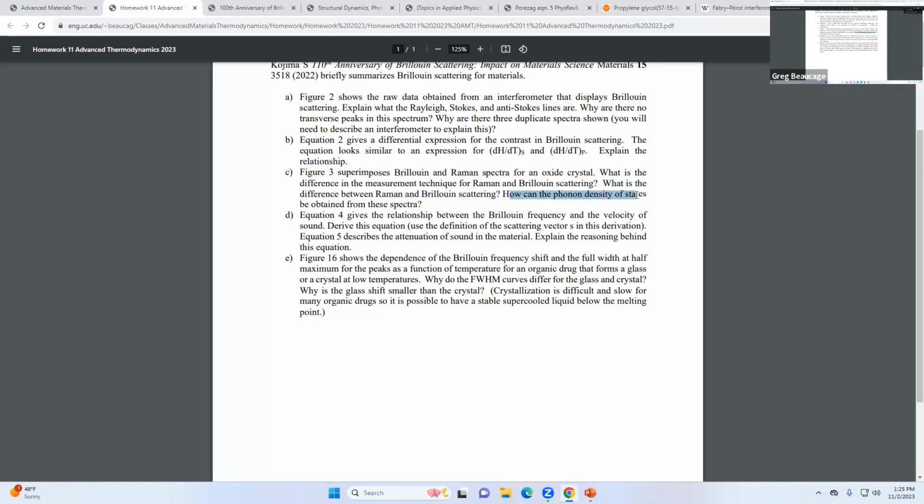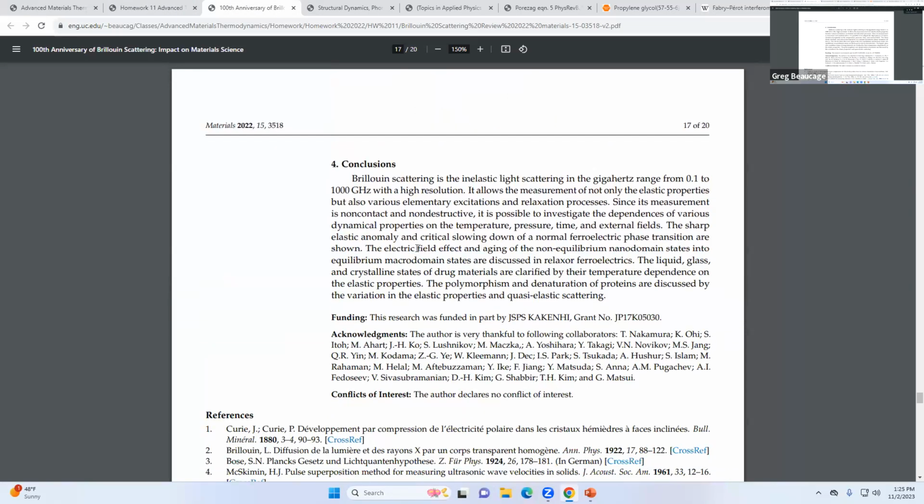How can phonon density of states be obtained from the spectra? So it's directly going to be, you're measuring... you're kind of already measuring the phonon.